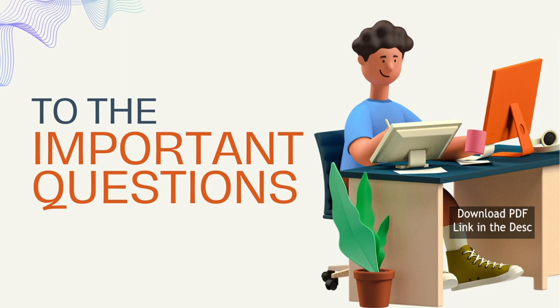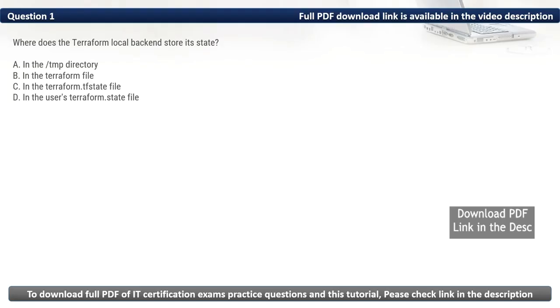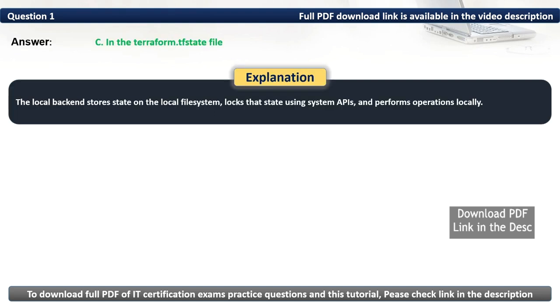To the important questions. Question 1. Where does the Terraform local backend store its state? The Terraform local backend stores its state in the terraform.tfstate file. Thus, the correct option is C. The local backend stores state on the local file system, locks that state using system APIs, and performs operations locally.